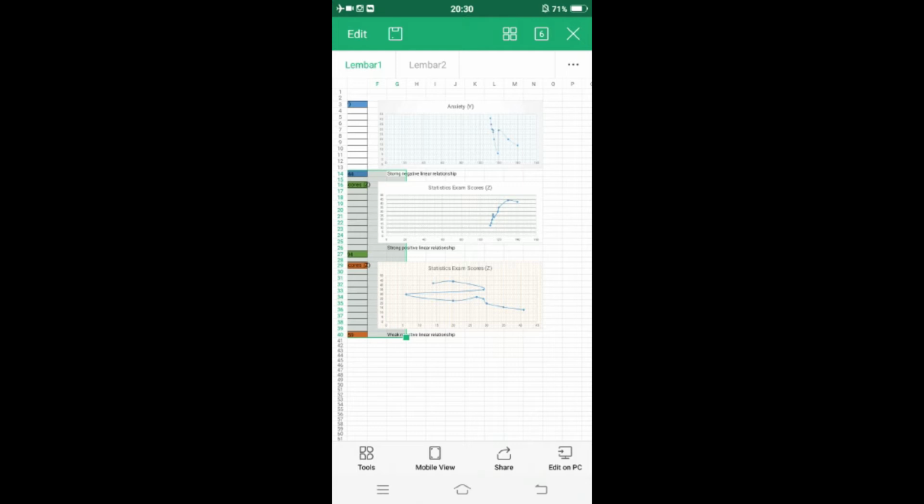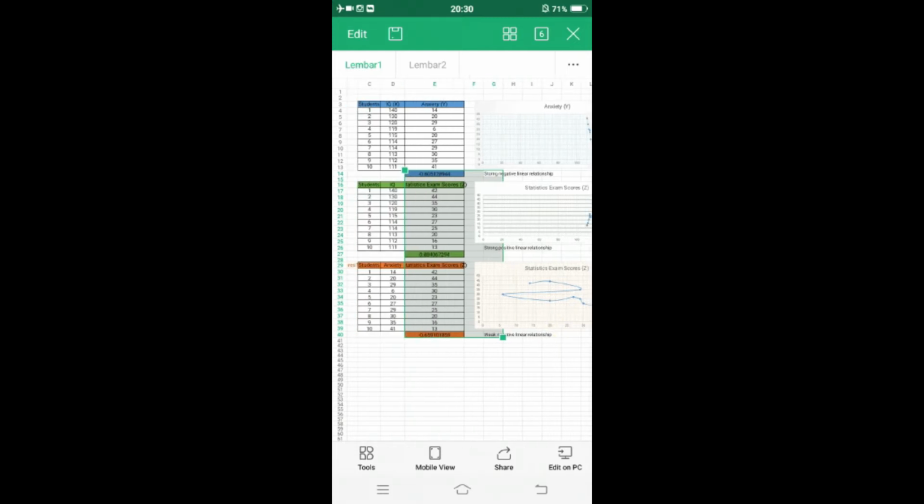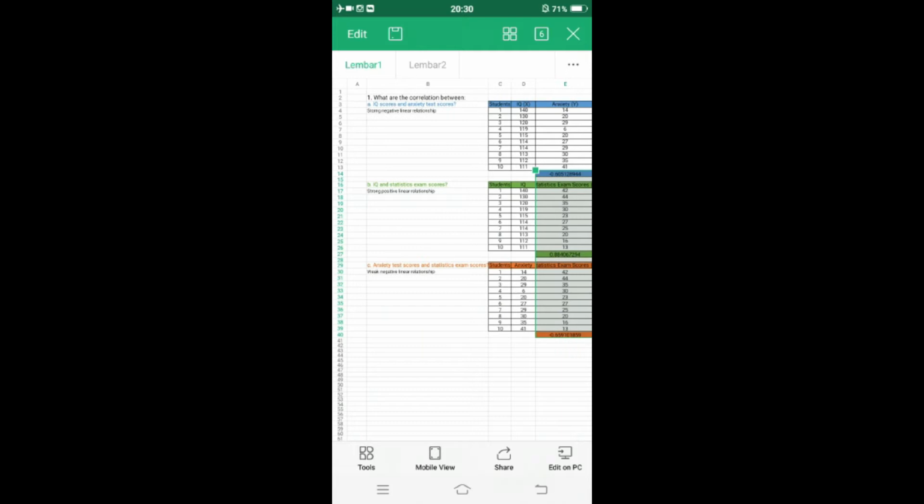And then in a positive linear relationship, as the x scores increase, the y scores also tend to increase. Thus, low x scores are paired with low y scores, and high x scores are paired with high y scores. Any relationship that fits the pattern, the more x, the more y, is a positive linear relationship. Okay, that's all for me.